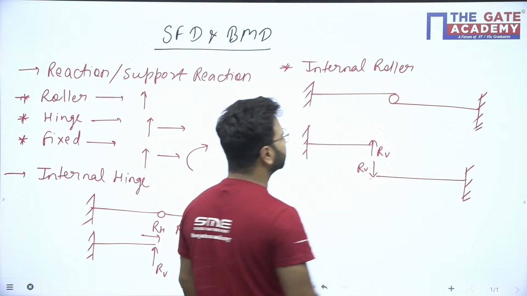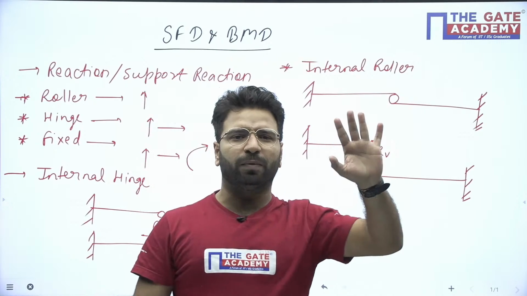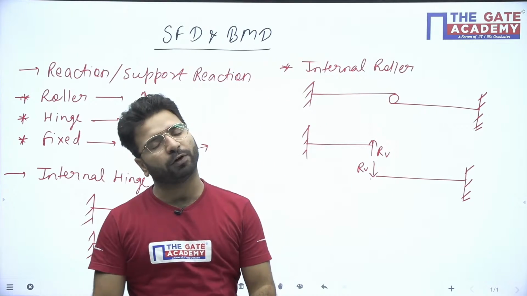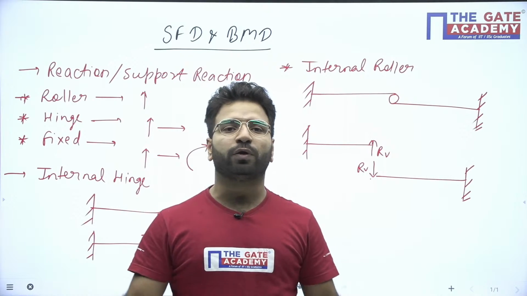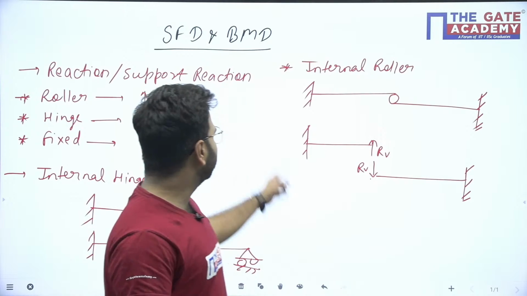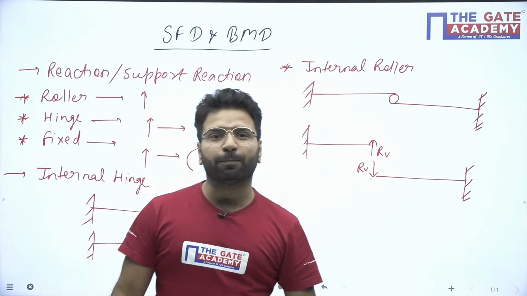Now again you can ask me, sir, why are you making RV upward here? You can make RV downward here, not a problem. It's completely your choice. Whatever you want you can make. In the end, our mathematics will take care of everything here. So internal roller and internal hinge are the important supports for mechanical engineering.